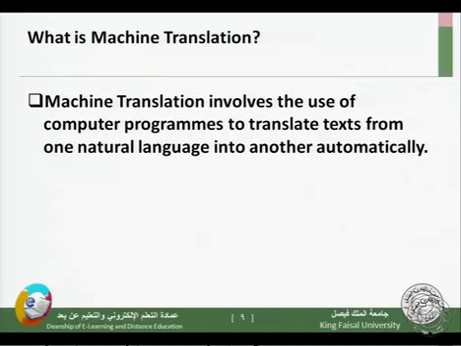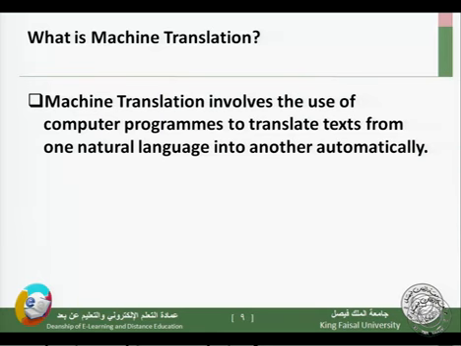Now, what we have said so far is about aided translation. This is one part of the lecture. Now, the second part of the lecture is a completely different type of translation. It is called machine translation. I'm sure the majority of you must have heard of this term. Machine translation. What is it? It involves the use of computer programs to translate text from one natural language into another automatically.